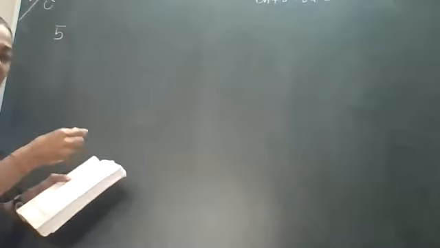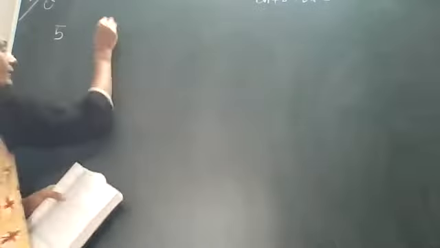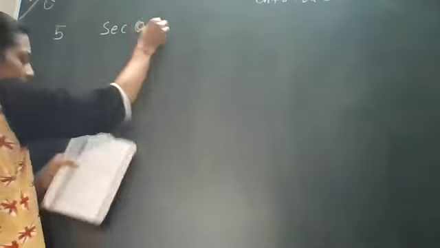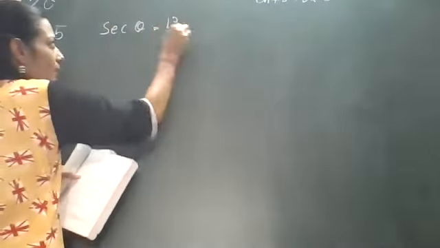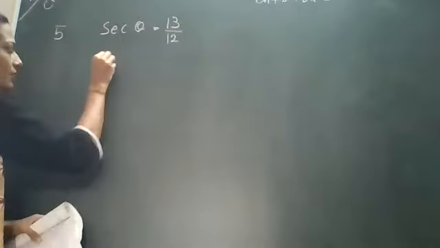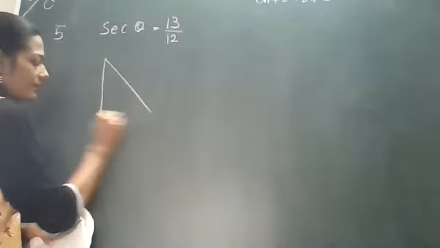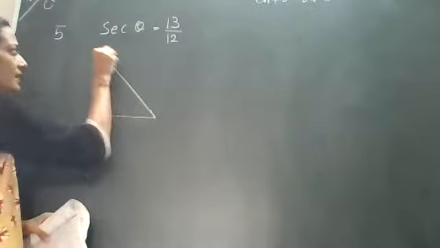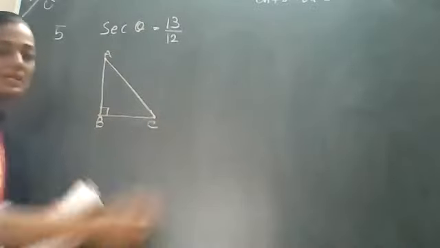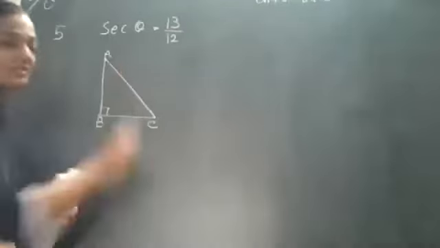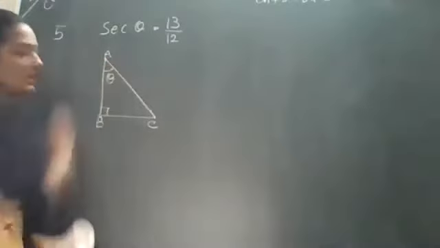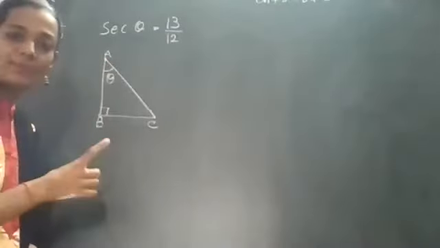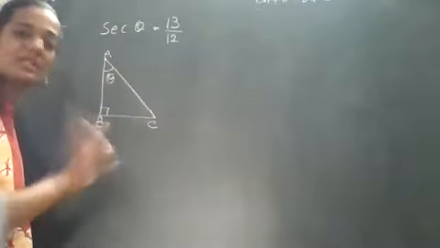Now fifth number. Fifth number is given sec theta is equal to 13 upon 12. So we have to first draw the triangle to understand this. A, B and C. Here theta is given. So we will consider A as a theta only. Instead of A, we have to assume that it is a theta only.